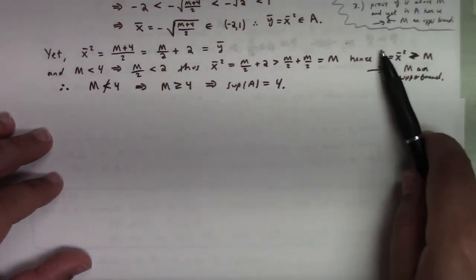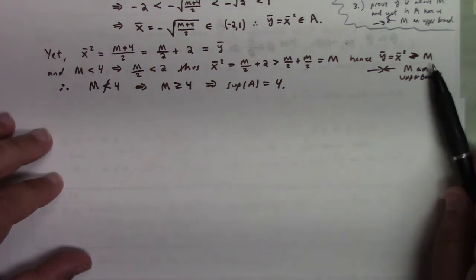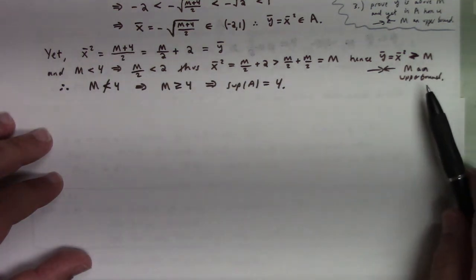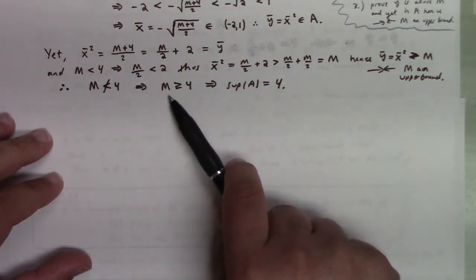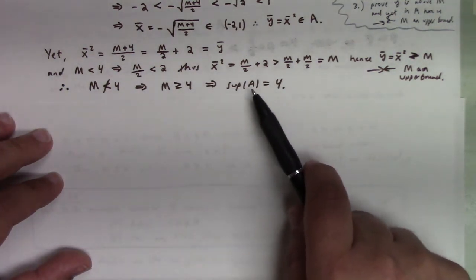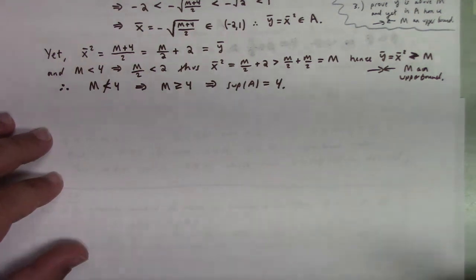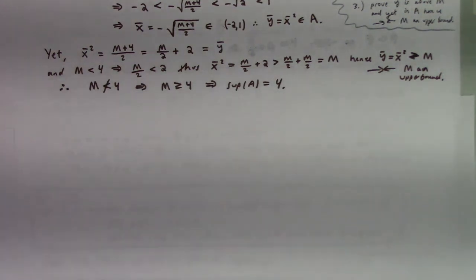We have a point in the set that is larger than the upper bound. That contradicts m being an upper bound. Therefore, m is not less than 4, in fact, which means m is greater than or equal to 4, which means that the supremum of A we can rightly conclude as being 4.